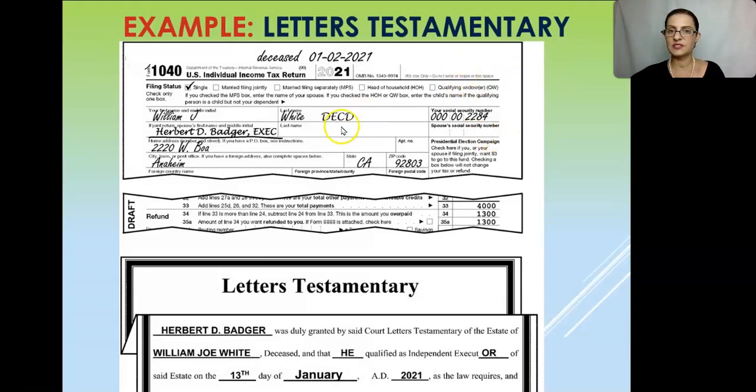This is what the letters testamentary look like, kind of, if you get them from a court. See, it says Herbert D. Badger. These names are crazy. This is right from the IRS website, and the name that they came up with is Herbert D. Badger, last name Badger. Have you ever met anybody with the last name Badger? Come on, IRS. What's up with these names that you come up with in your examples?